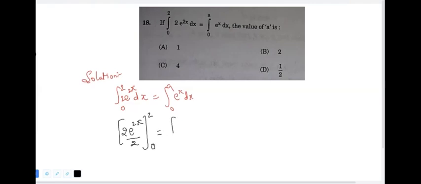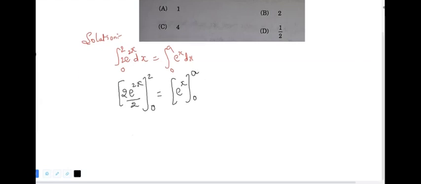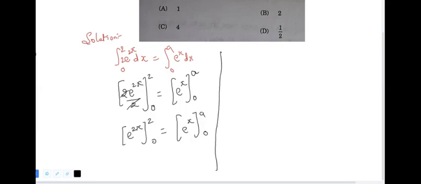That will be here integration of e power x is e power x, and upper limit is a and lower limit is 0. So now here this 2 and 2 get cancelled. So we get e power 2x, upper limit is 2 and lower limit is 0. So here let me keep it as it is, e power x, upper limit is a and lower limit is 0. So now substituting, upper limit minus lower limit, you have to substitute the value of upper limit and lower limit in the place of x.